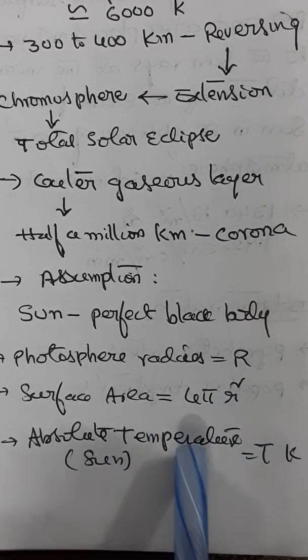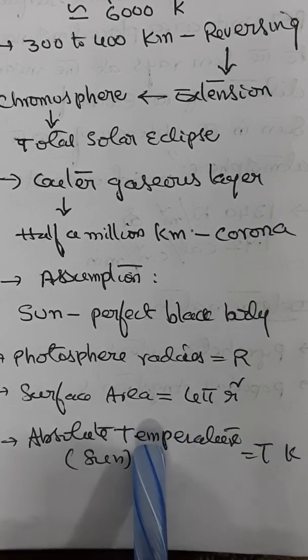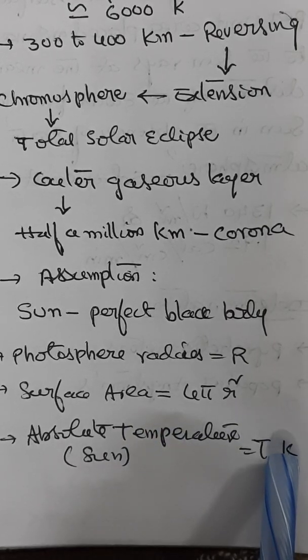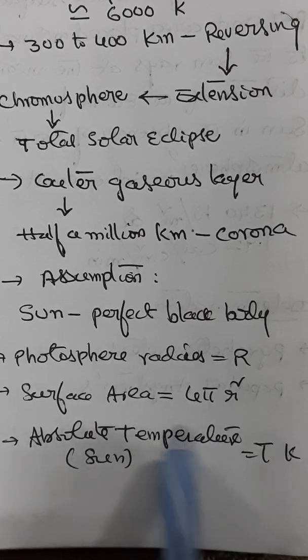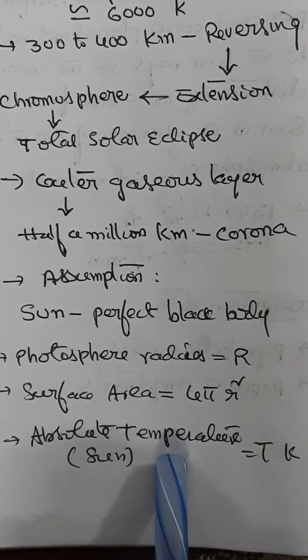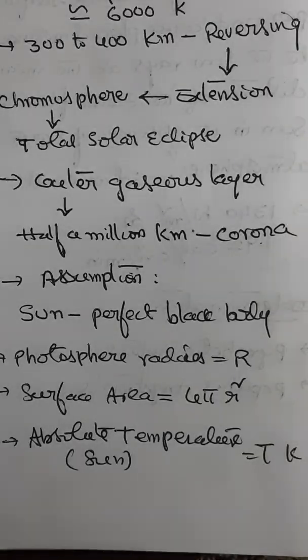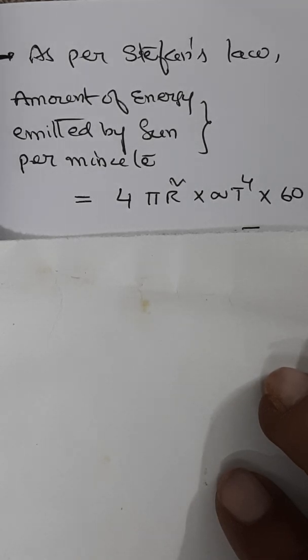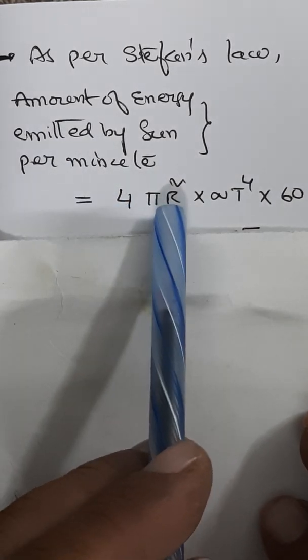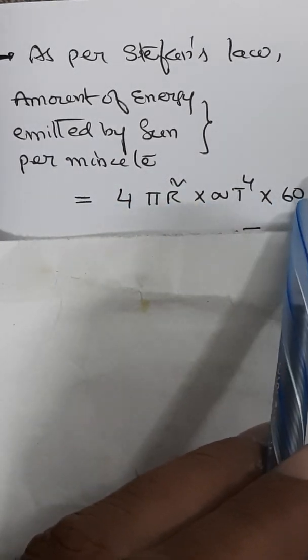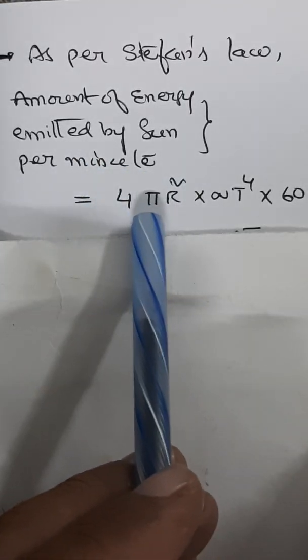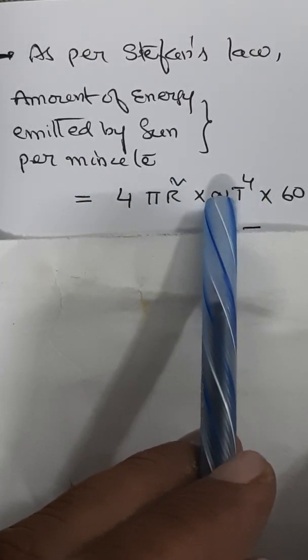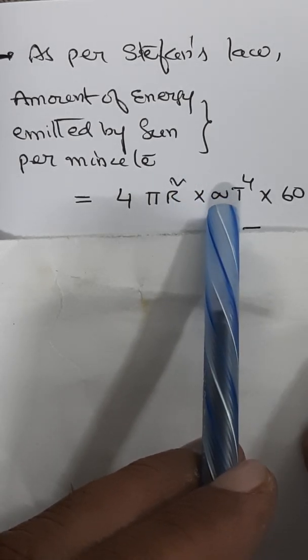So, if you take the absolute temperature of the sun as T degrees Kelvin, then we can apply Stefan's law for finding the amount of energy emitted by the sun per minute. Accordingly, Stefan's law gives us the amount of energy emitted by the sun per minute as 4 pi R square into sigma T power 4 into 60. This is because it is for a minute. This is the area. This is Stefan's law. Sigma is the Stefan constant.